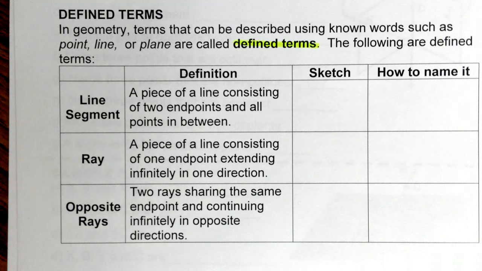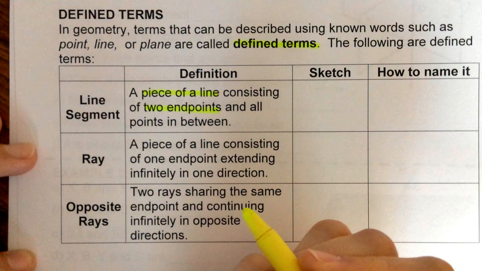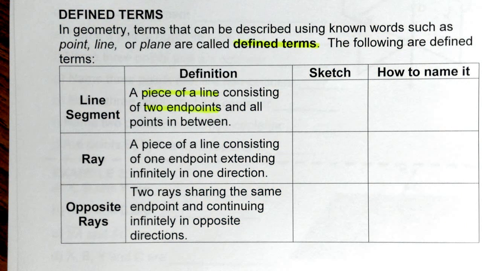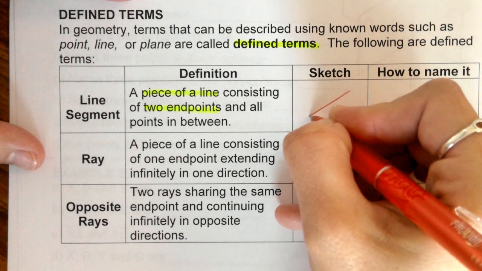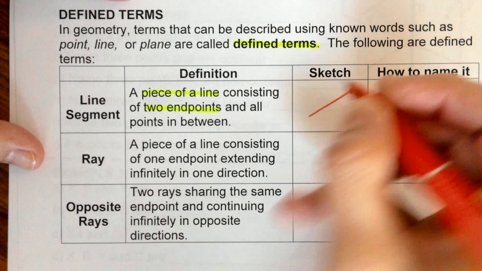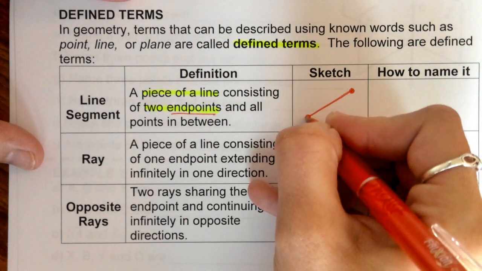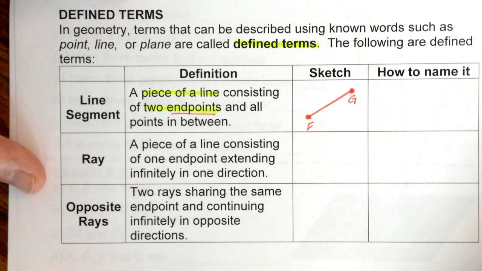So your line segment is going to be a piece of a line consisting of 2 endpoints, and all the points in between it. So when we have a line segment, what this is going to look like is we've got that line, but at the ends, instead of having arrowheads, we have points, and those are your endpoints. And let's call this F and G, point F and point G.